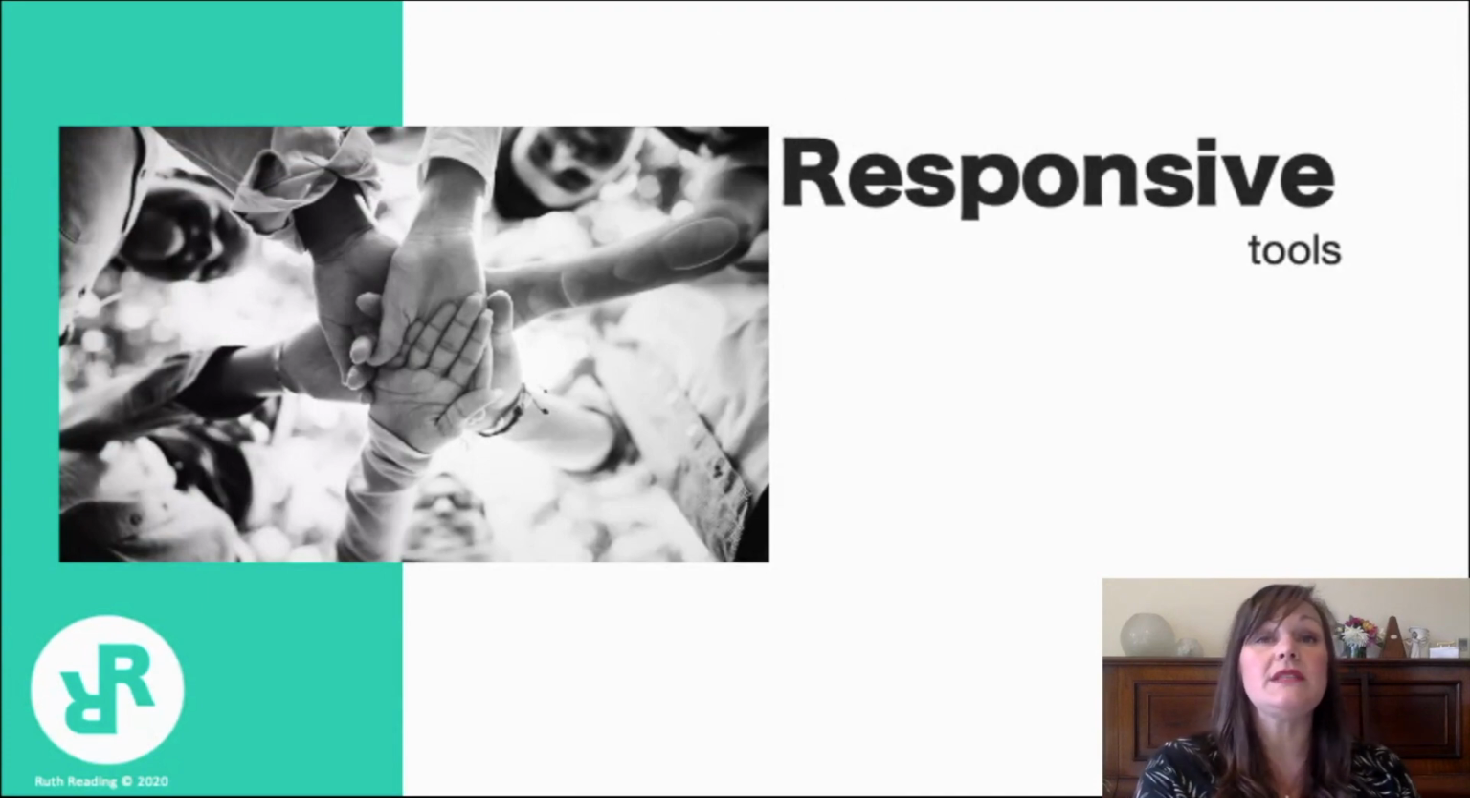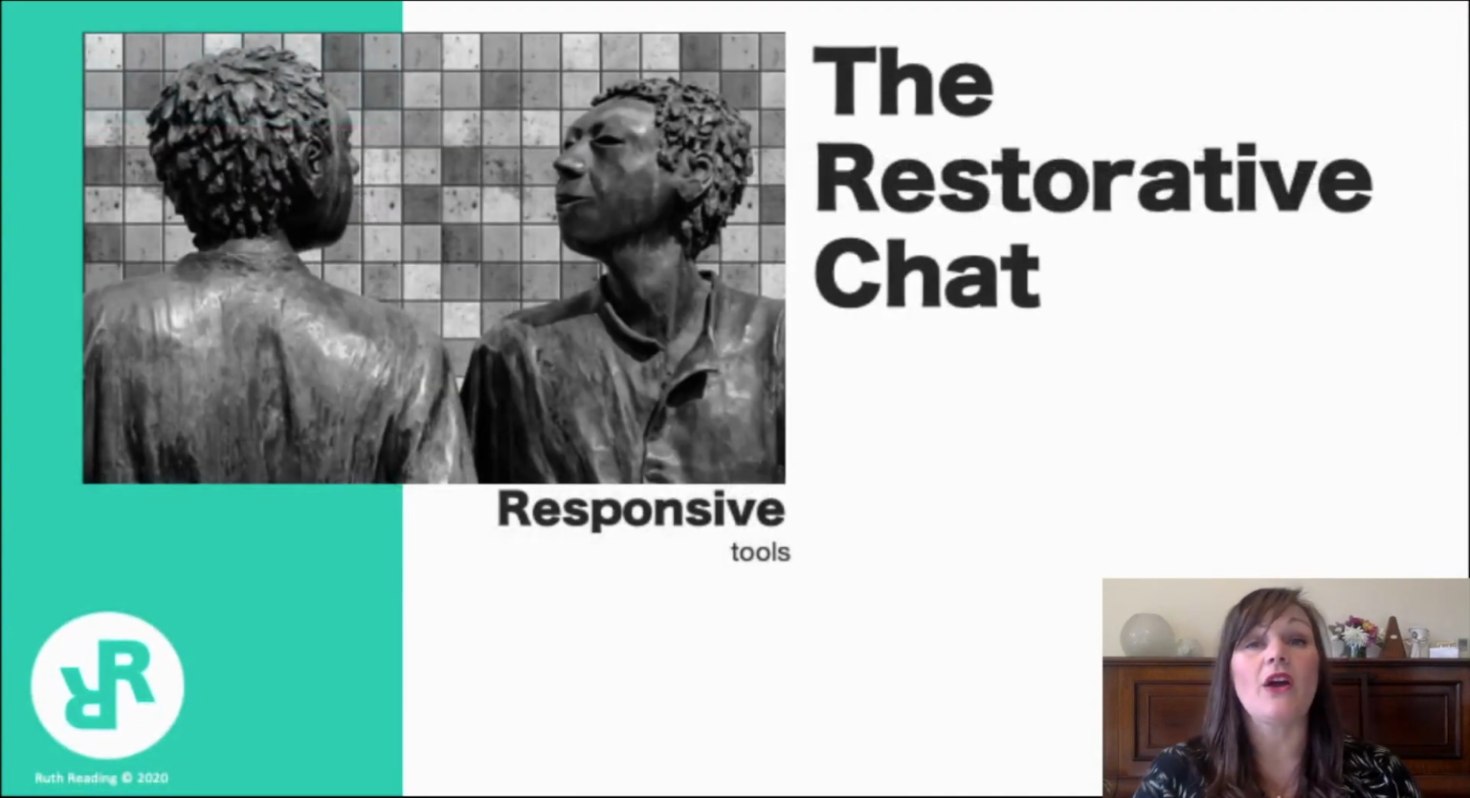So we're going to look at a number of responsive tools. So these are the tools that we use when conflict has happened. And the main tool that we're going to be looking at today is the restorative chat. I am sure that you are familiar with the restorative chat as a basis for how to resolve conflict, because it's the basis of all restorative conversations.